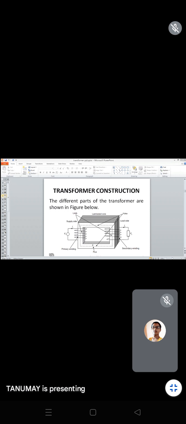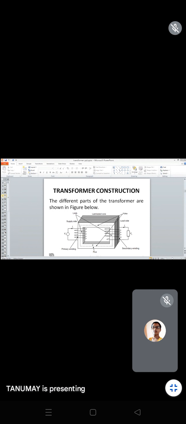That's why there will be no flow of current over secondary side, and the same amount of flux will come back to the primary side. That's why there is no change of flux. So a huge amount of current will flow through the primary winding. That's why the transformer will burn out. So that's why we can't provide DC supply over transformer primary side.